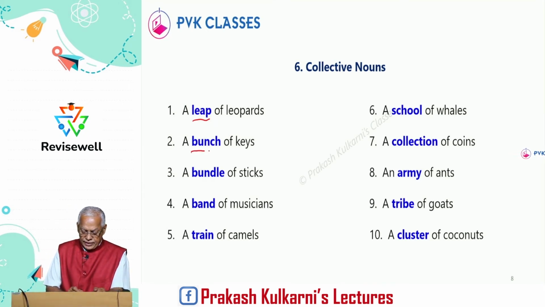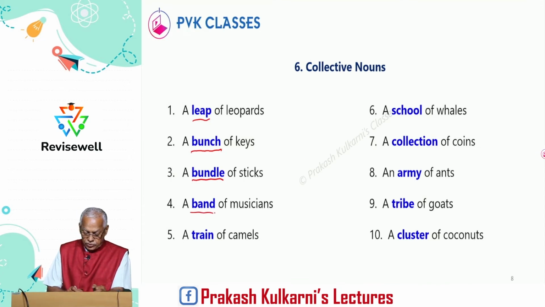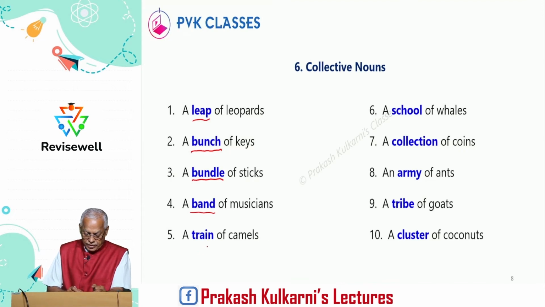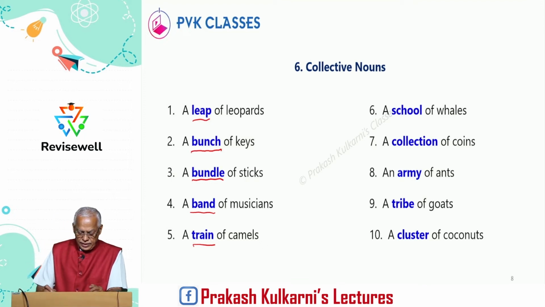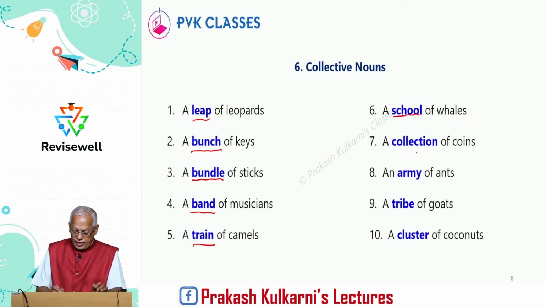A bunch of keys. Already you are familiar with. A bundle of sticks. A band of musicians. A train of camels. There will be a line of camels in the desert. It is called a train of camels. Then a school of whales. Whales swim in groups, so it is called a school of whales.